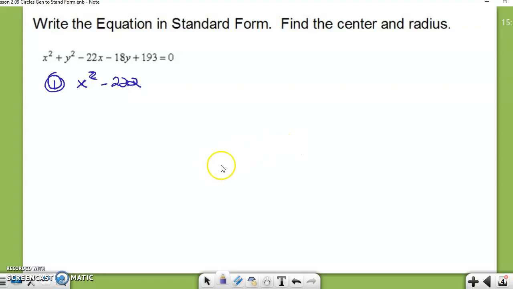Something that's happening with the little tab here, 22x. I think I'm hitting a little button. Let's see.